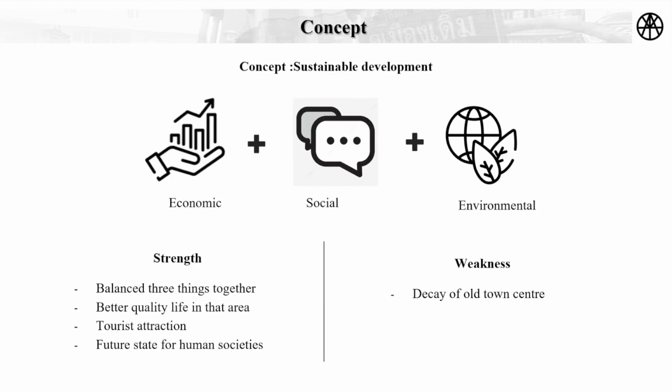So for this concept, we try to make it into 3 types: the first one is economic, social, and environment. The strength is that we try to balance these 3 things together to improve the quality of the site, and also attract more tourists to earn more income. And we also create a future state for human society to have activity and interact in those areas. But the weakness in this concept is the details of the old town centers. Next.